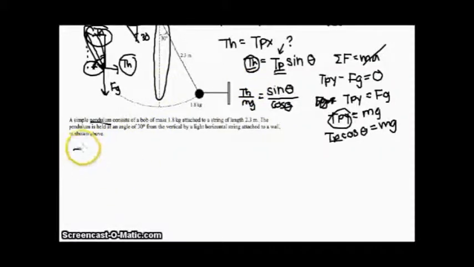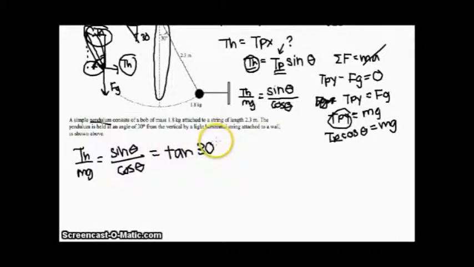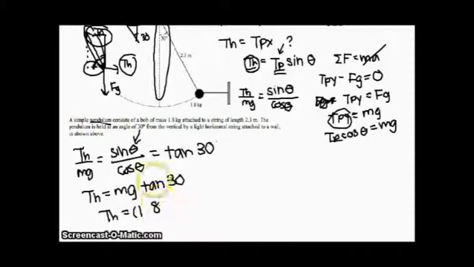So first thing we need to do, I'm just going to rewrite this real quick. And sine over cosine is always tangent, so I'm going to write tangent, and I'm going to plug in the 30 degrees that we have. And so if we rearrange the equation, tension of horizontal equals mg tan of 30, and then simply just plug in your mass and the acceleration of gravity into the equation, and you should have the right answer.